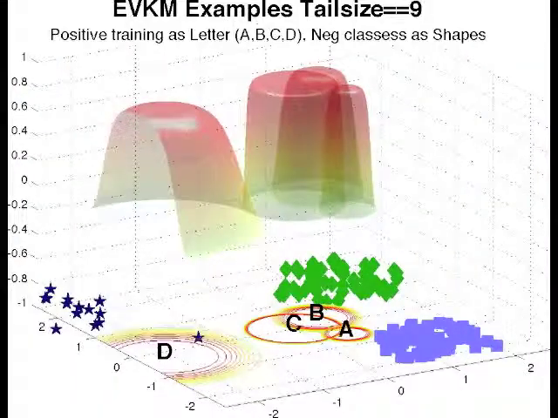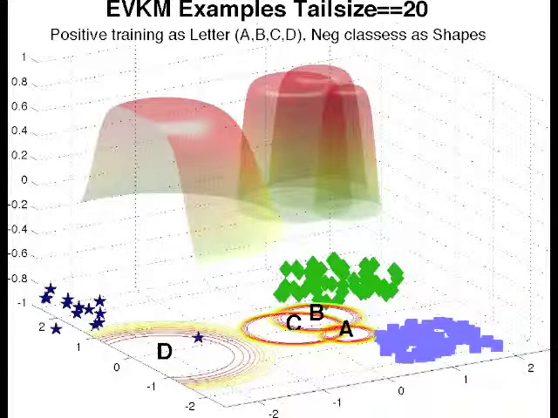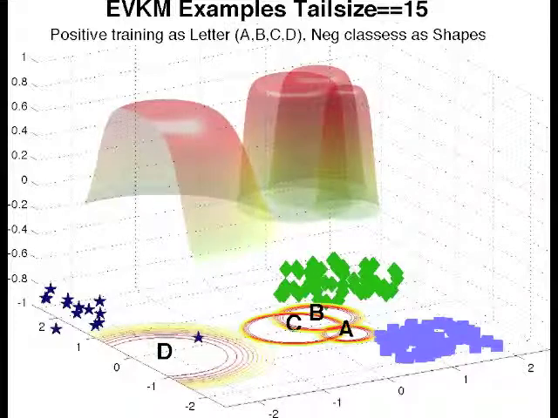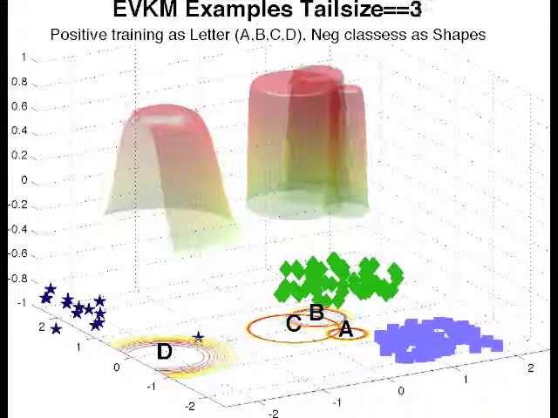Here you can see that as the tail size increases, the functions tend to spread out, because the definition of the margin moves deeper into the data with a larger tail. They also tend to smooth out as the tail includes data of varying distances away.